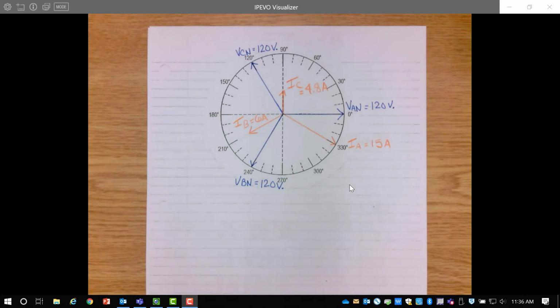Now we are just left with the neutral current. Pause here and draw a horizontal vertical chart to break the phase currents into the horizontal values and vertical values to give us the neutral current of the system.